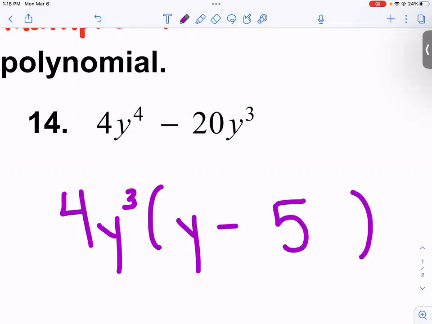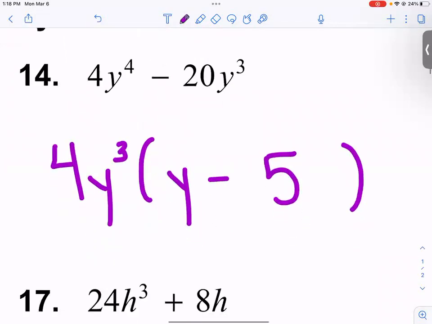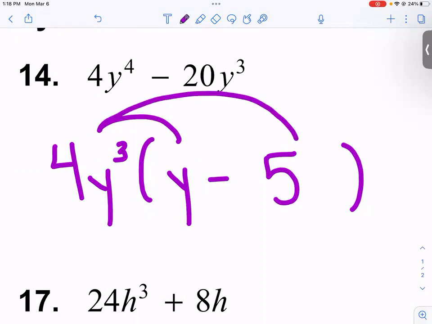Okay, so now let's just make sure this works. 4y cubed times y gives us 4y to the fourth. 4y cubed times 5 gives us 20y cubed.